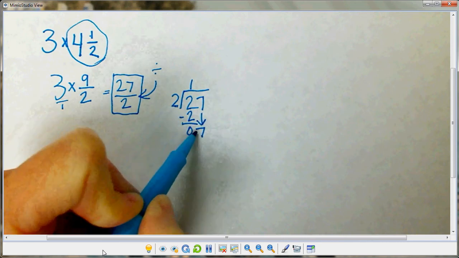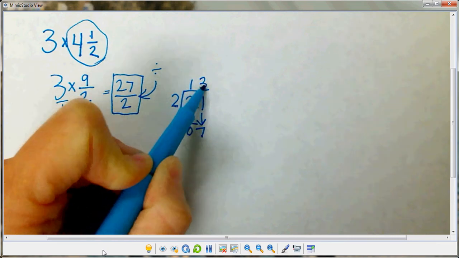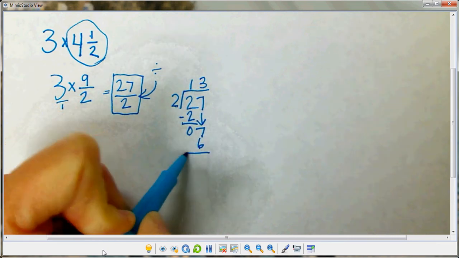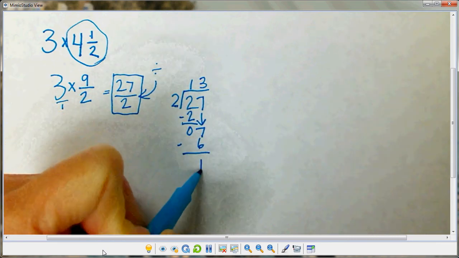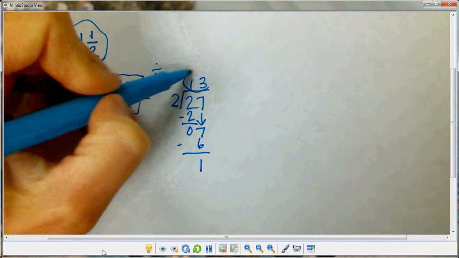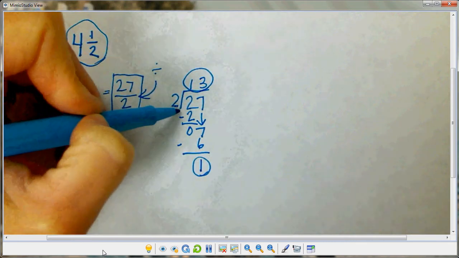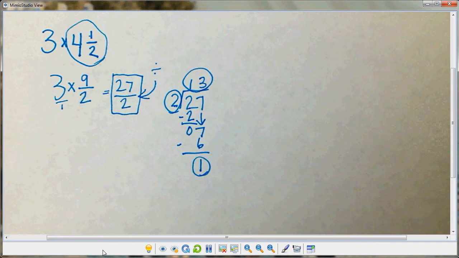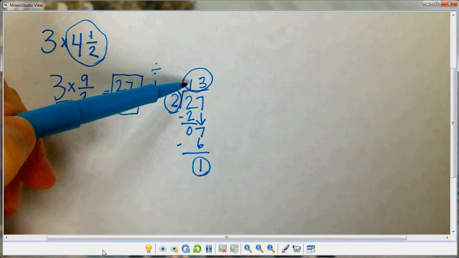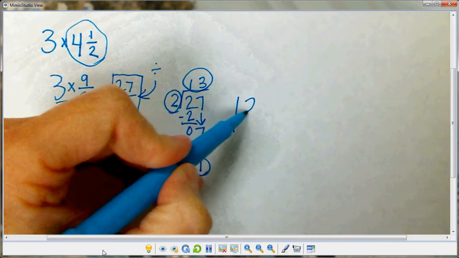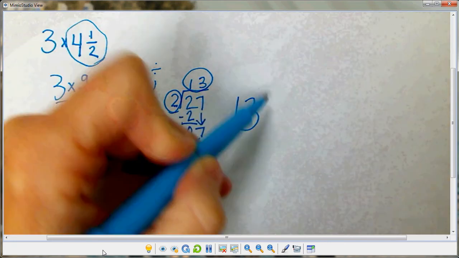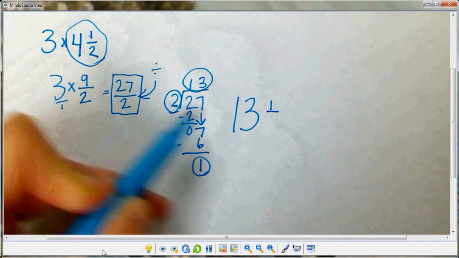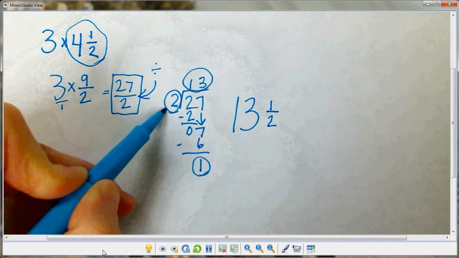2 fits into 7 3 times. 3 times 2 is 6. 7 minus 6 is 1. So I have these three numbers when I finish my division problem, and as I have taught you before, you take those three numbers and those are what you're going to use to make your mixed number. The one that's in the top circle is always going to be your big number in front. Your remainder will always be your numerator, and your denominator will be found right here.